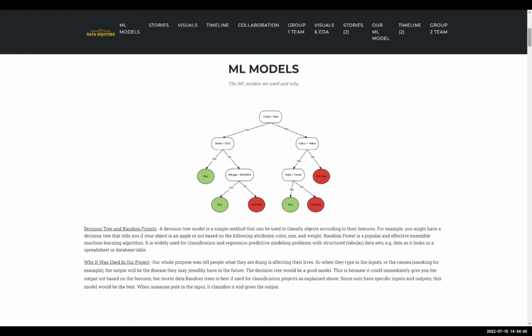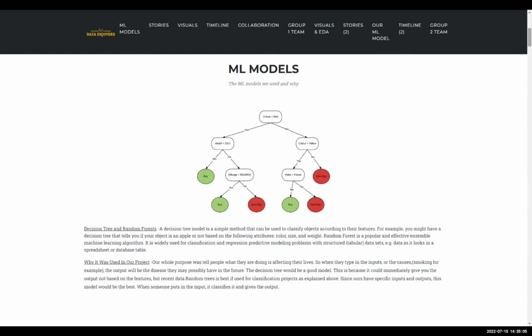Why it was used in our project. Our whole purpose was to tell people that what they were doing is affecting their lives. So when they type in the inputs or the causes, for example, smoking, the output will be the disease they may possibly have in the future. The decision tree would be a good model. This is because it could immediately give you the output, not based on the features, but recent data.